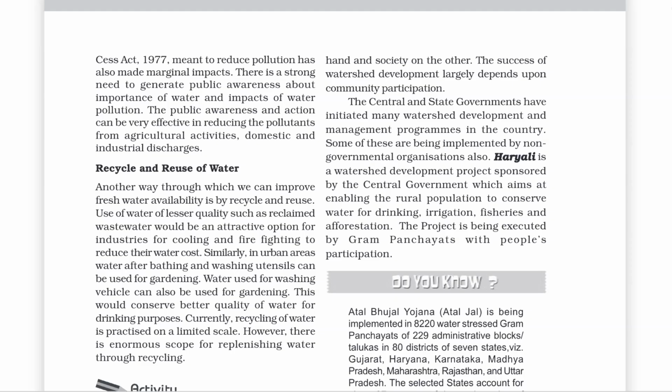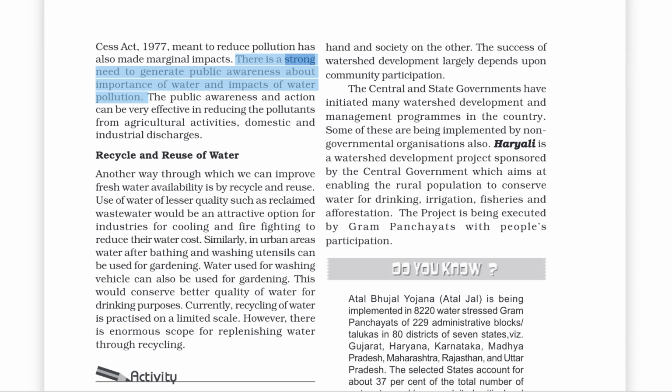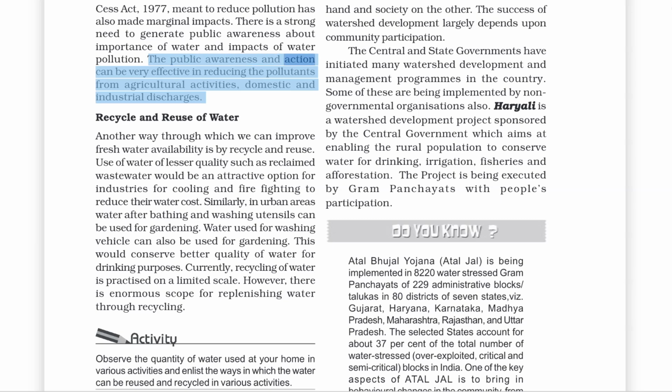The Act of 1977, meant to reduce pollution, has also made marginal impacts. There is a strong need to generate public awareness about importance of water and impacts of water pollution. The public awareness and action can be very effective in reducing the pollutants from agricultural activities, domestic and industrial discharges.